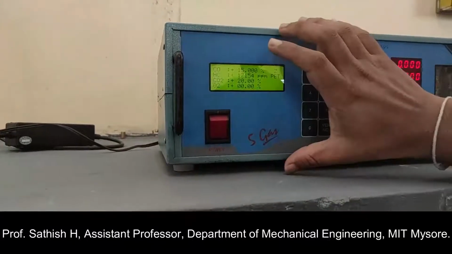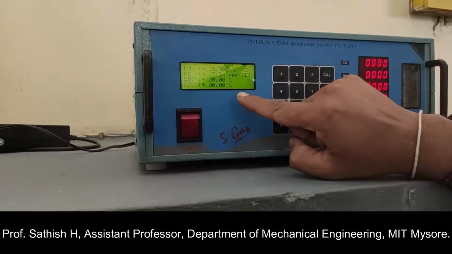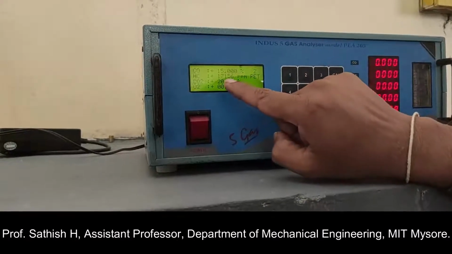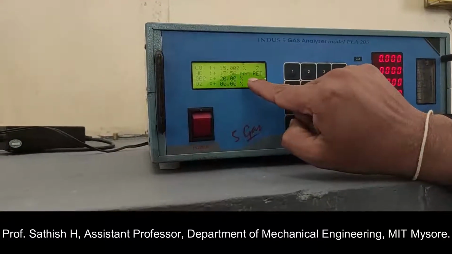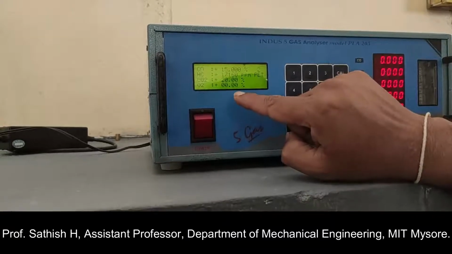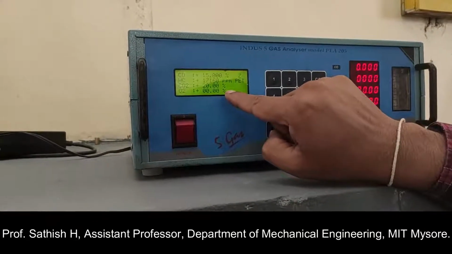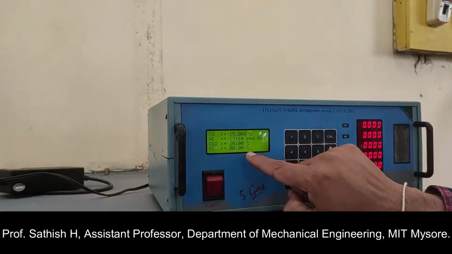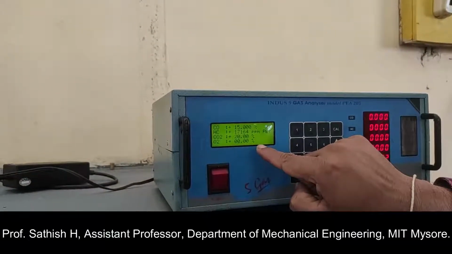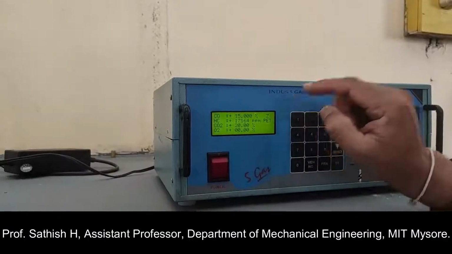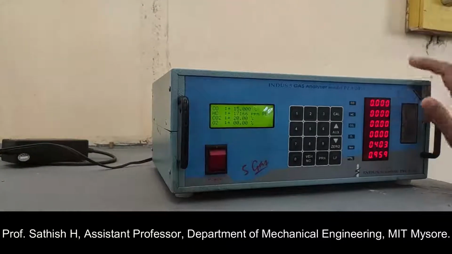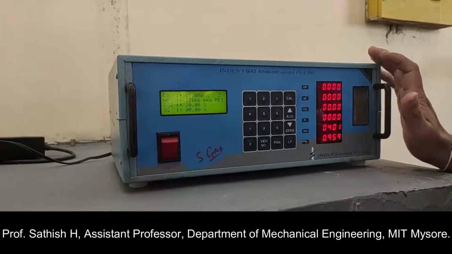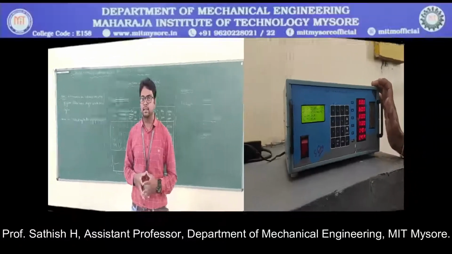The readings of various pollutants are displayed here. This is a gas analyzer. The first one is carbon monoxide, about 15% by volume, and the second one is hydrocarbons, 17,160 ppm, and then the CO2, that is carbon dioxide, is about 20% of the volume. And the oxygen reading also you can note down from the gas analyzer, and then you have to tabulate those readings.